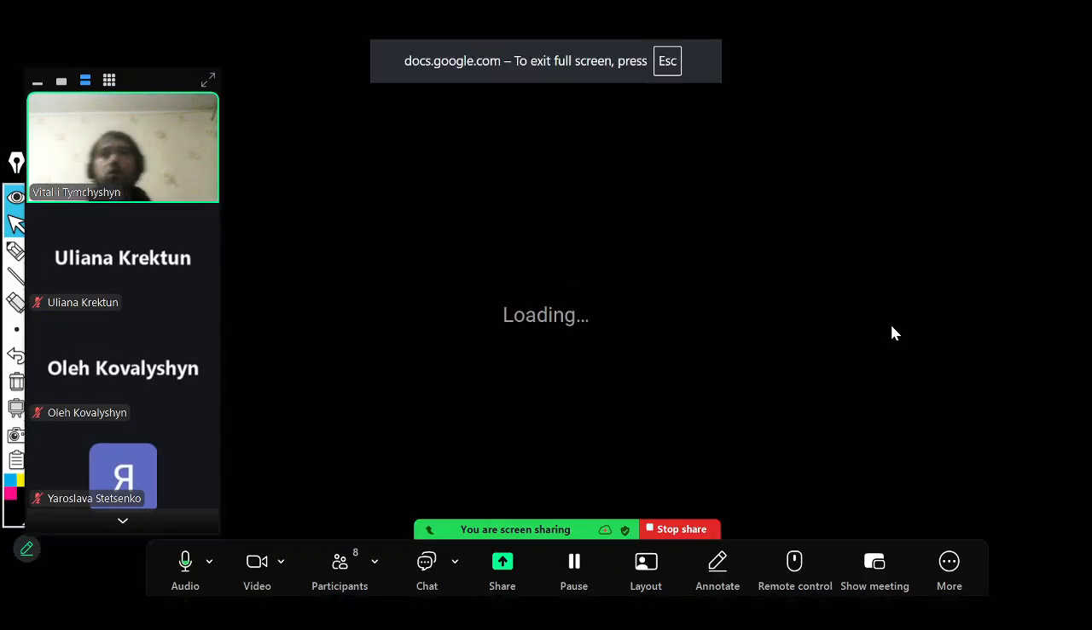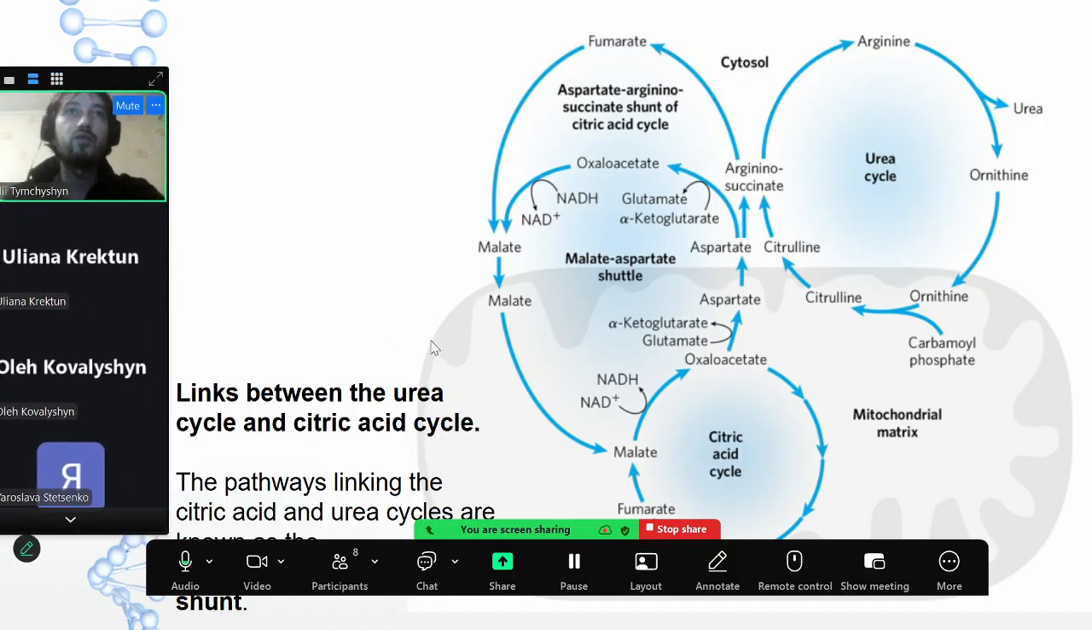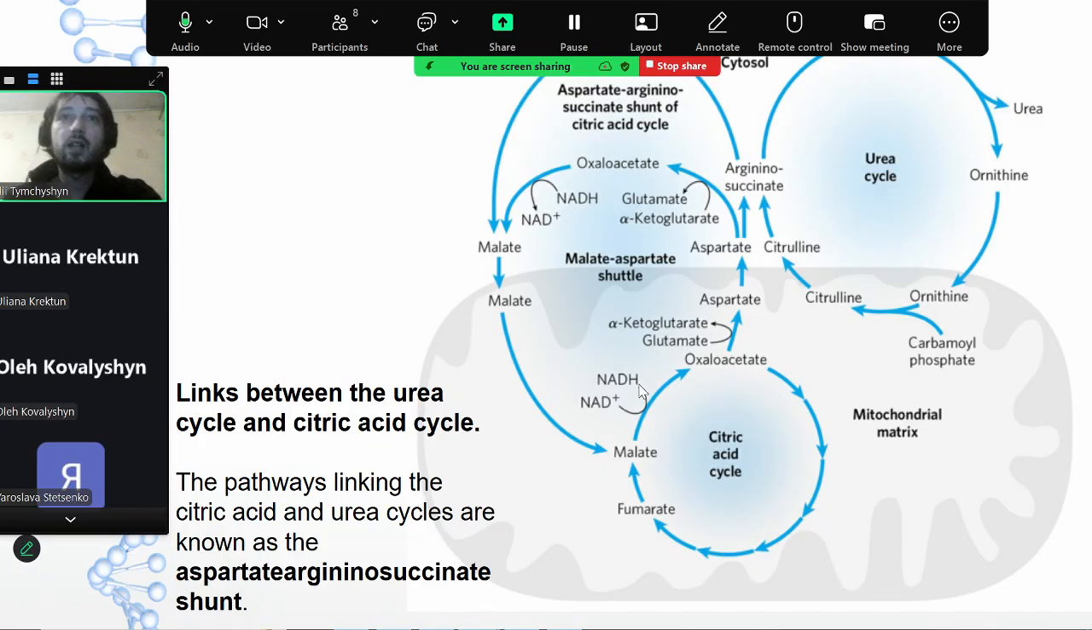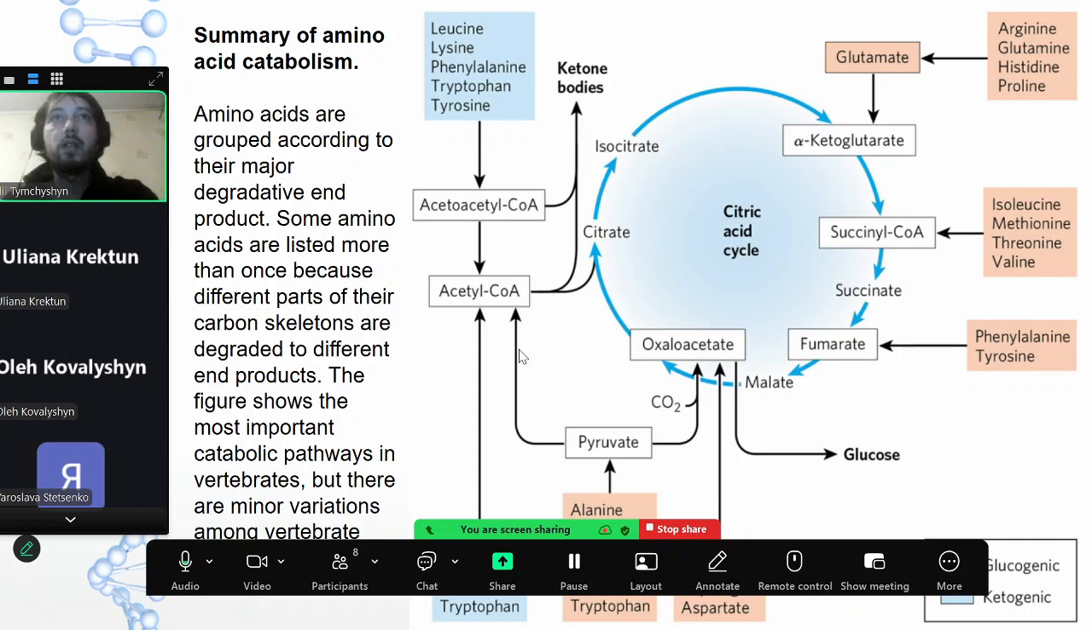I will just say a few words, and I will skip the synthesis of the lipids. I will leave them for you as part of the homework. So here are different links between the urea cycle and the citric acid cycle. Here we have the citric acid cycle, and here we have the ornithine cycle, and so on. These are just some links. Here are the ALT, AST that I have told you about, and other enzymes that have certain medical relevance. I guess you can check that to get some idea.